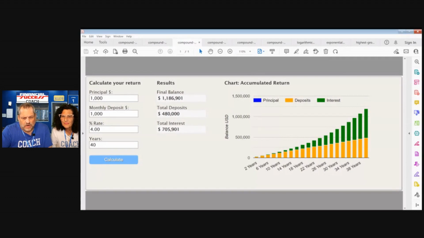Let's go to a 4% rate of return. Now, your same $1,000 a month deal is worth $1.1 million, almost $1.2 million. And you start to see the curve. You start to see that showing up at the end, right? Woo! This is exciting. This is the compounding effect of money.